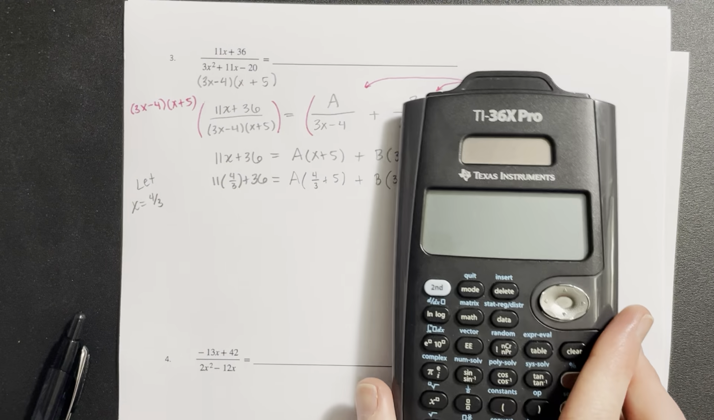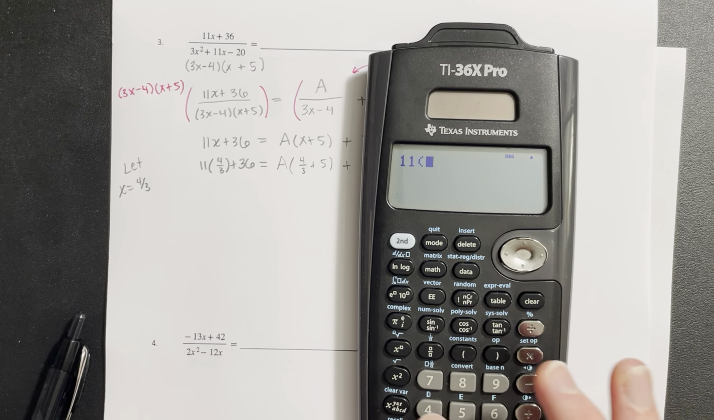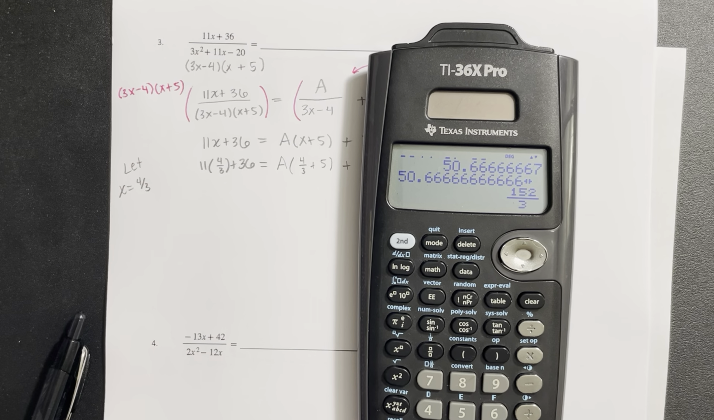You might want to use your calculator for these. So 11 times 4/3 plus 36 is not a terminating decimal. This is one that we're going to need to turn back into a fraction. So it's 152 over 3.